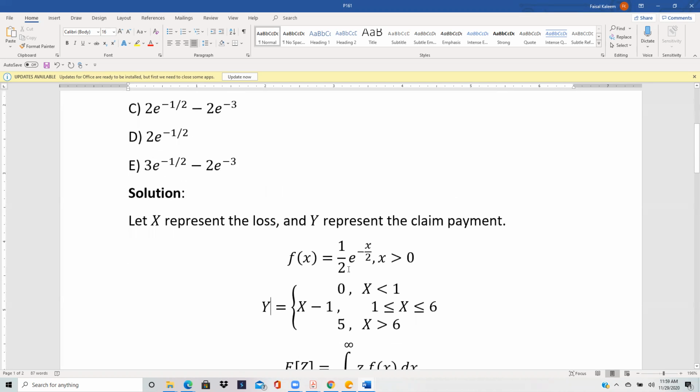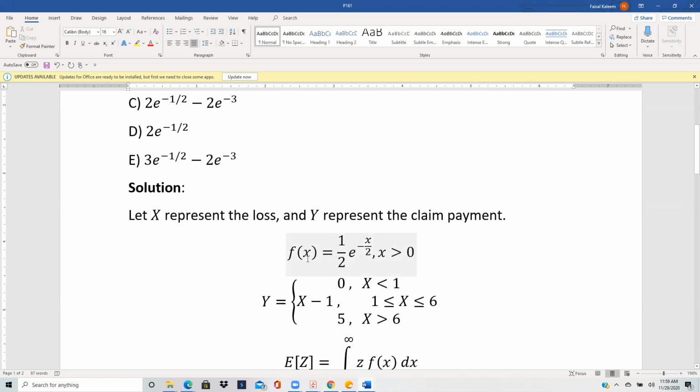So the loss follows an exponential distribution. So f of x, and the mean is 2, so f of x equals 1 over 2 e to the negative x by 2. And Y is the payment.